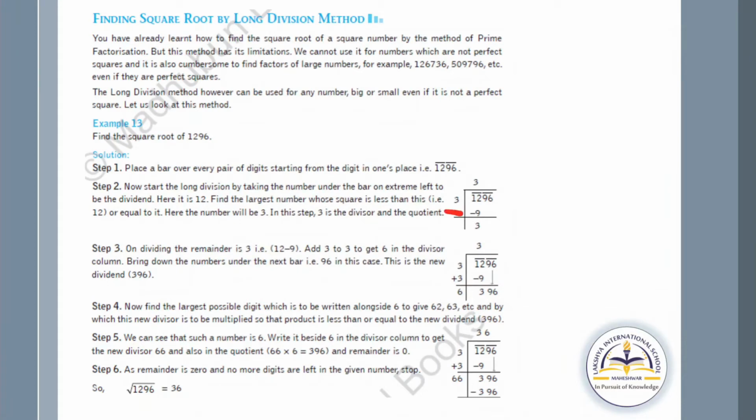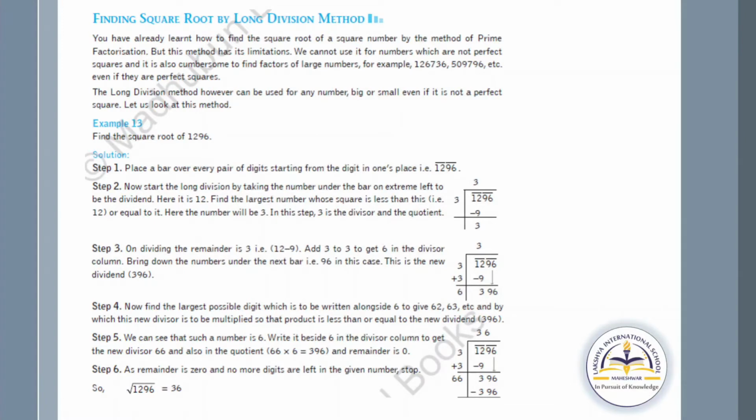Why? Because we know the square of 3 is 9 and the square of 4 is 16. 16 is greater than 12, that's why we don't use 16. That's why we use 9, because 9 is less than 12. So we use 9. When we subtract 12 minus 9, we get 3. Now step 3: the remainder is 3.